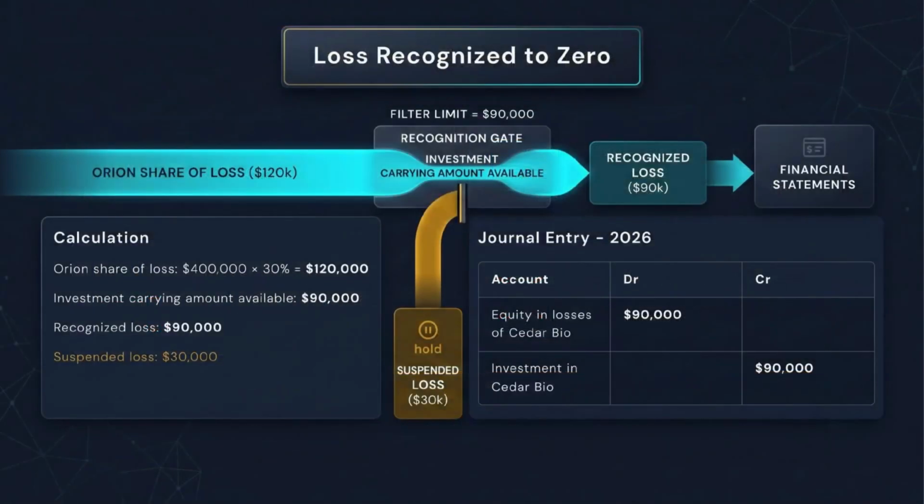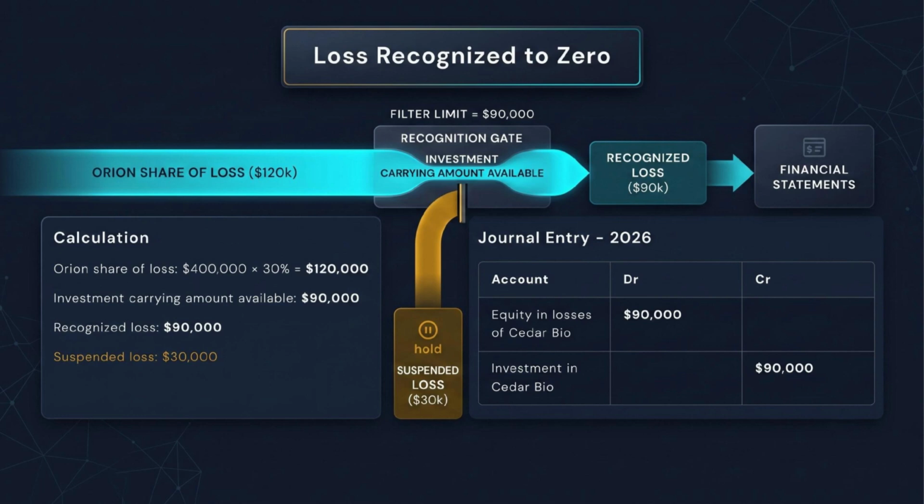Orion's share of Cedar Bio's 2026 loss is $400,000 times 30%, which equals $120,000. But Orion's investment carrying amount is only $90,000 and Orion has no further obligations. So Orion recognizes only $90,000 of loss, enough to reduce the investment to zero. The remaining $30,000 is suspended.